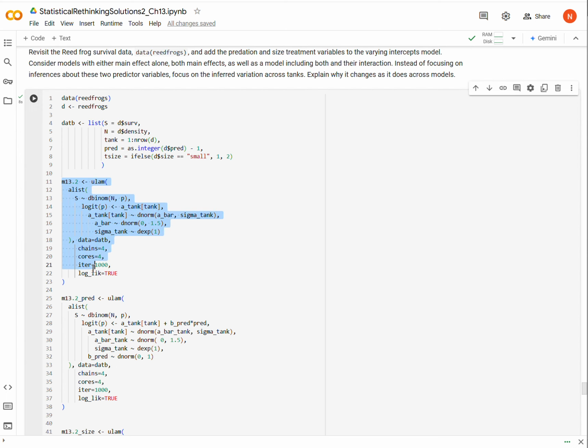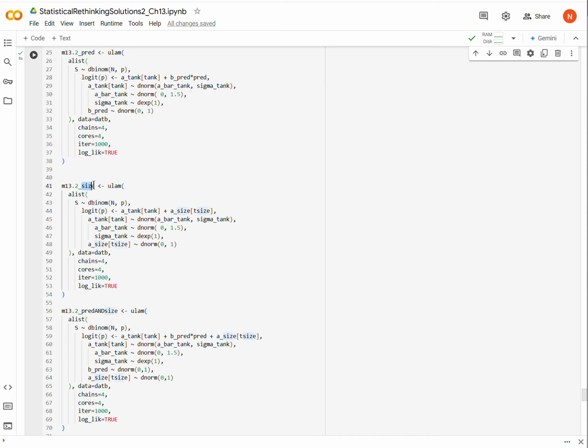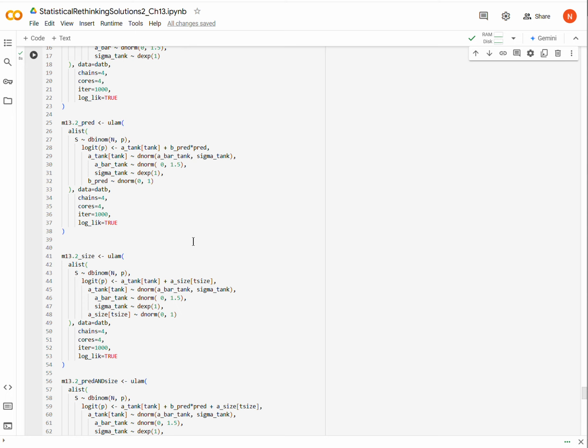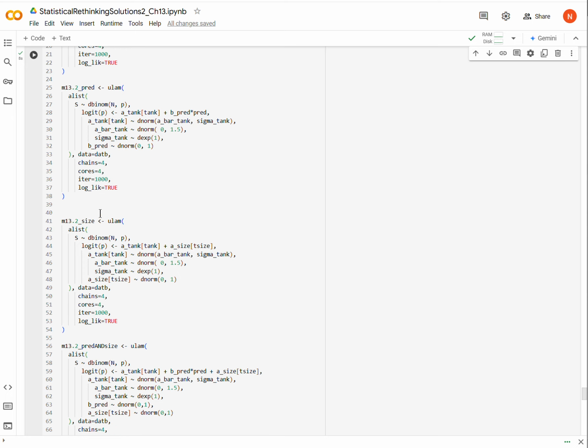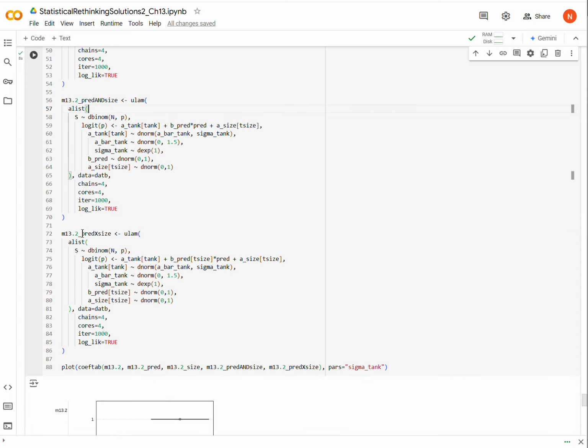Roughly, I've started with model 13.2, and then I've added predation in one model. I've added just tank size in another. So there's big and there's small. To codify tank size, I've made small tanks index 1 and big tanks index 2. Then we have predation and size, where in the linear model I'm just combining the main effects. Then predation times size, where we have the interaction. To get the interaction, I have indexed my predation variable by tank size, so we'll get different beta estimates for both tank sizes.